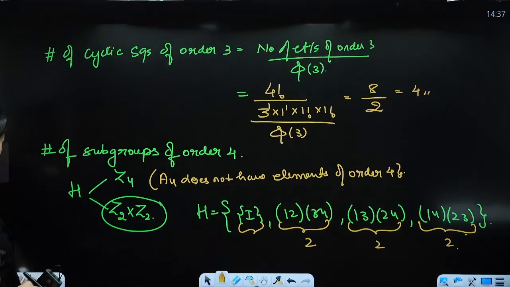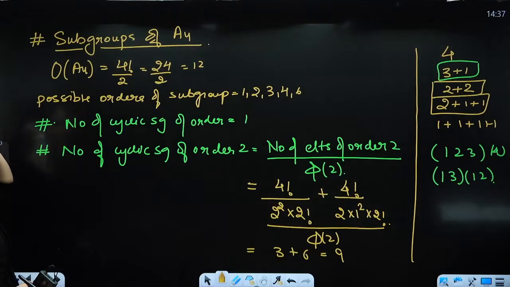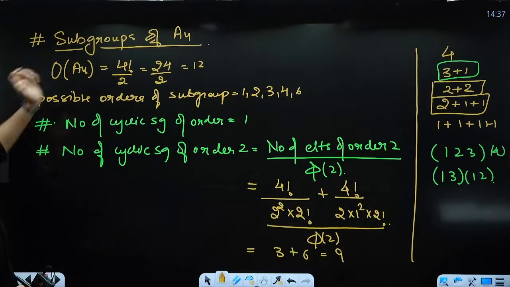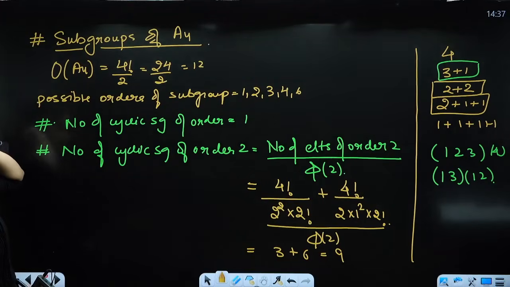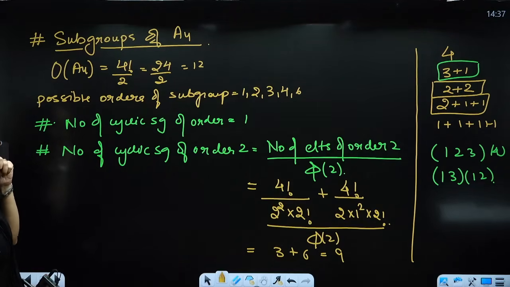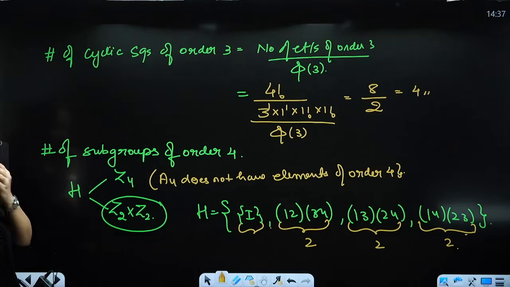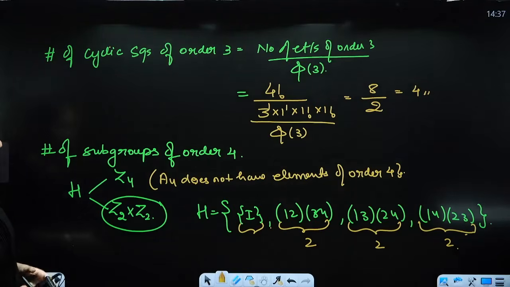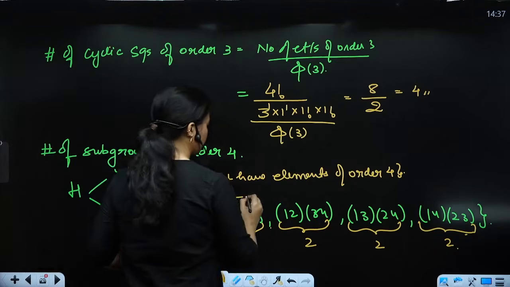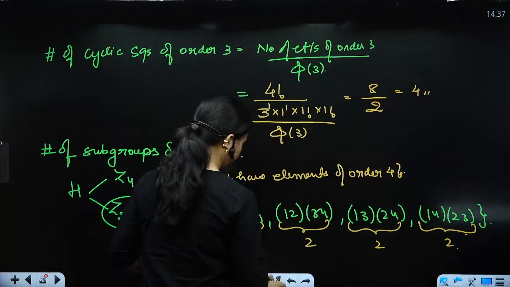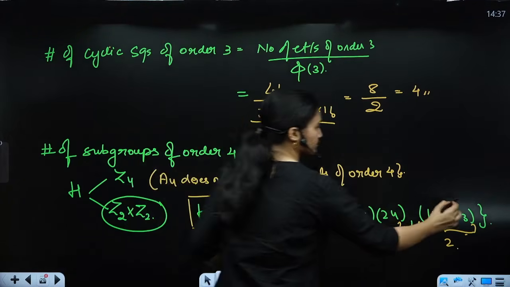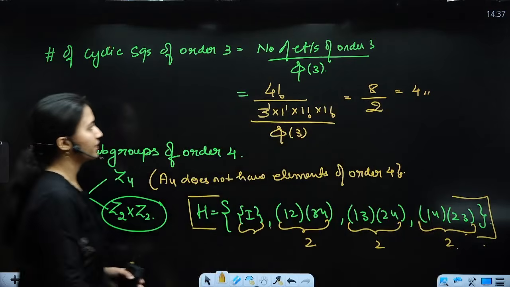How many elements of order 2 did we get? Number of elements of order 2, we had 9 elements, right? So there must be more. Okay. But the inverses have to lie here only, right? Okay, so this is going to be your subgroup which is going to be of order 4, right? Okay, give me a moment.